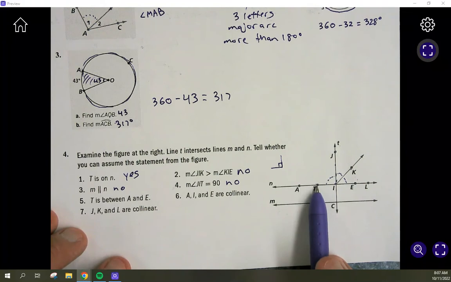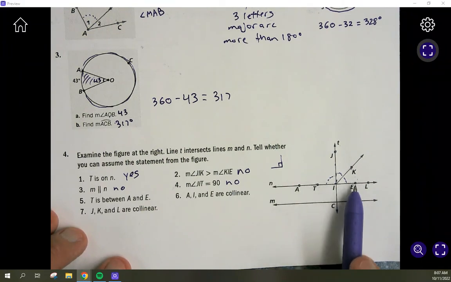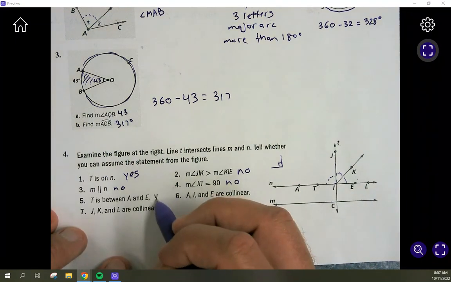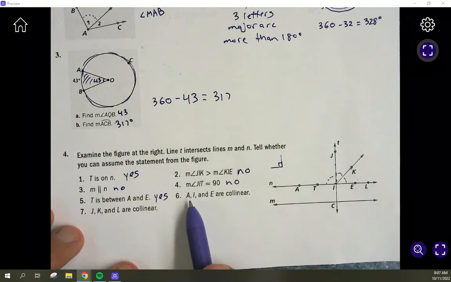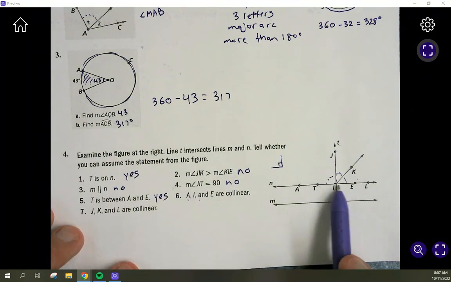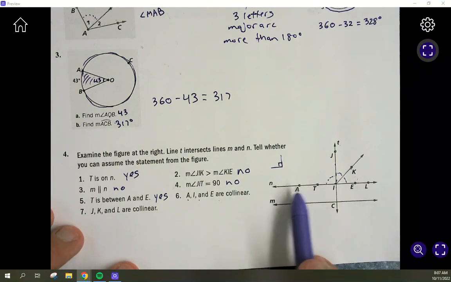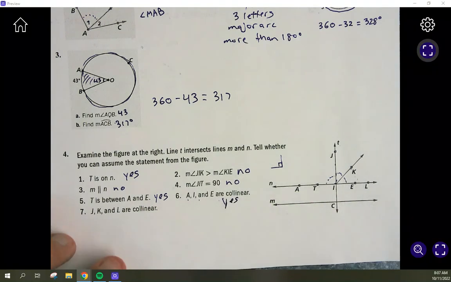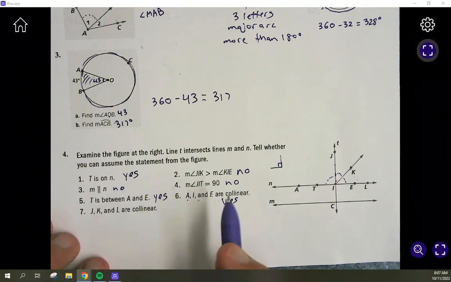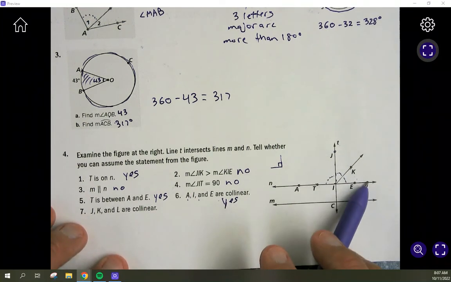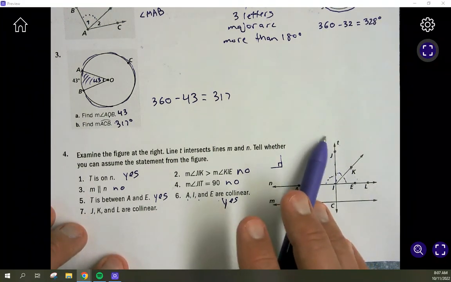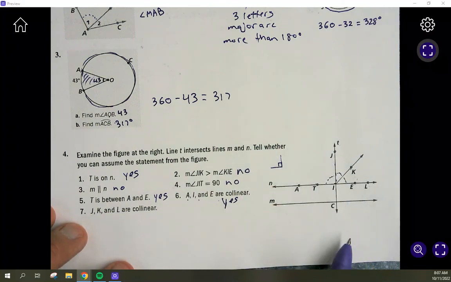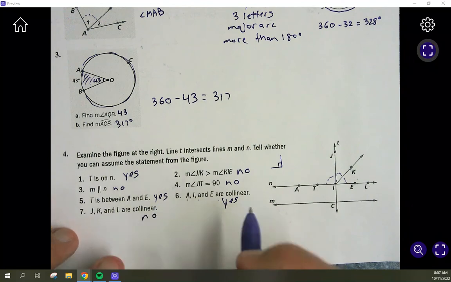Can I assume that T is between A and E? Yes, that is fair. A, T, and E are collinear. Are they all on line N? Yes. There's no confusion there. But what about number 7? J, K, and L. They look like they're on a straight line, but that line is not given to us in the picture. So am I allowed to assume that they are collinear? And the answer there would be no.